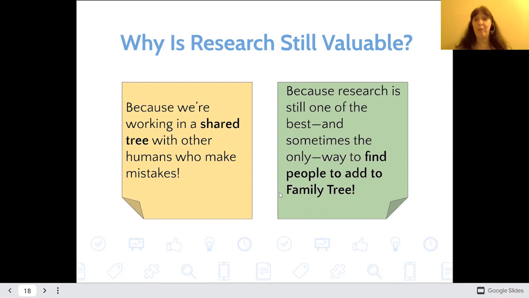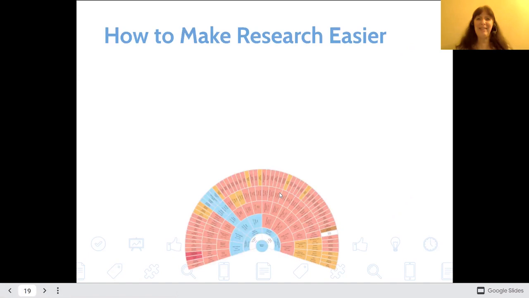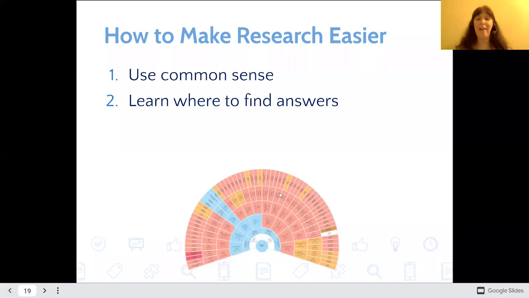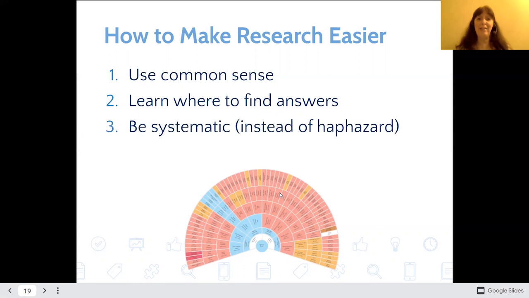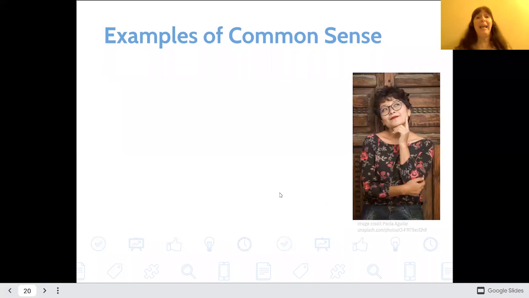So how do you make research easier? Let's talk about some quick tips. First of all, use common sense. And I don't mean that facetiously. I mean it just as something for us to remember. Learn where to find answers. Be systematic instead of haphazard. Oops, I thought there were four. There's just three. So let's look at each one. Examples of using common sense.